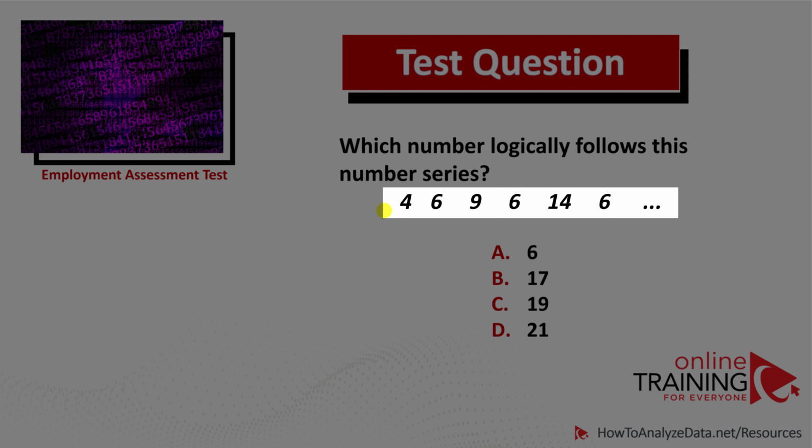So we have 4 increasing by 5, which leads to 9, 9 increasing by 5, which leads to 14. So to determine the next number in the pattern, we need to increase 14 by 5, which would be 19. So the correct choice here is C.